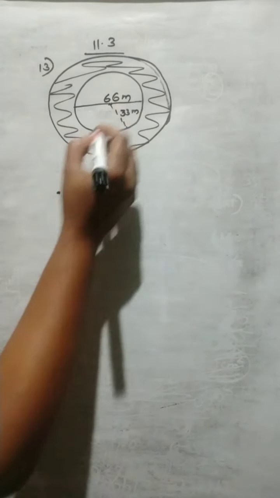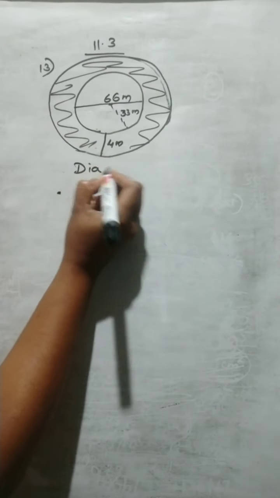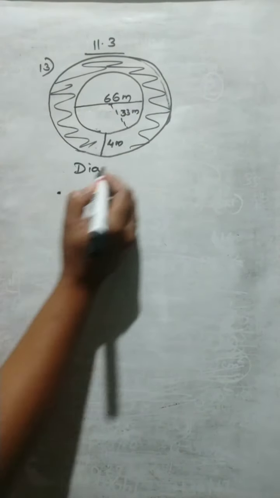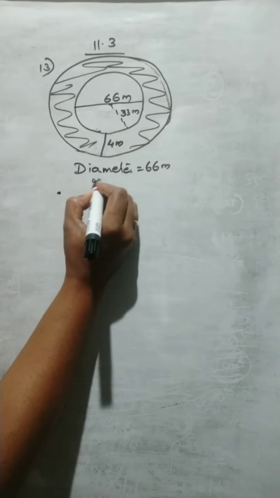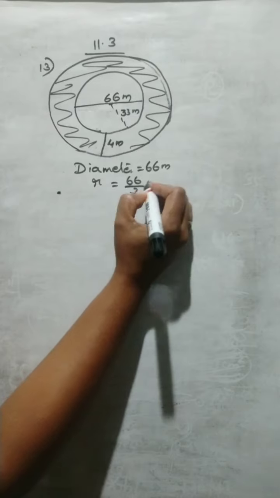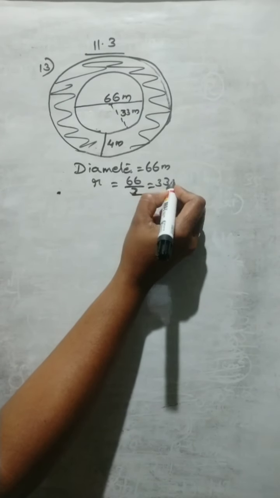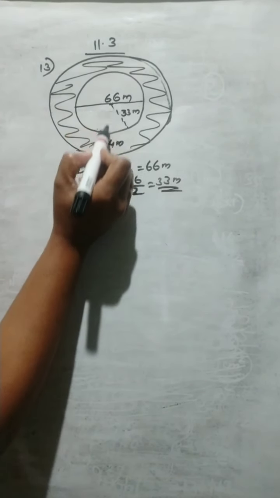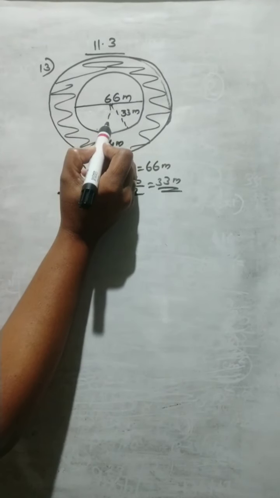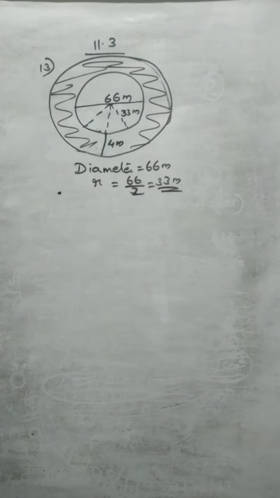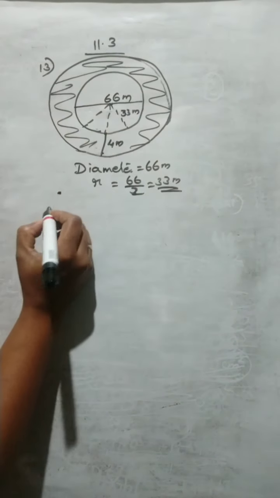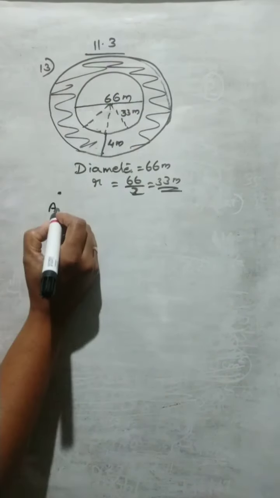Diameter of the flower bed is given as 66 meter. So, radius will be 66 divided by 2 is equal to 33 meter. That is from here to here, all places, this will be 33. And from here to there, that is 4 meter. Then, we can find the area of this flower bed.